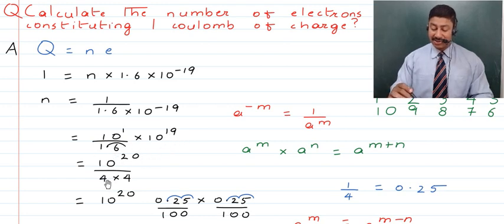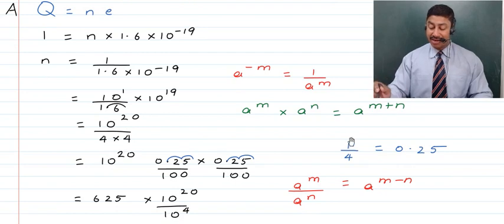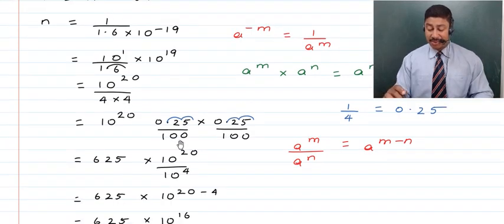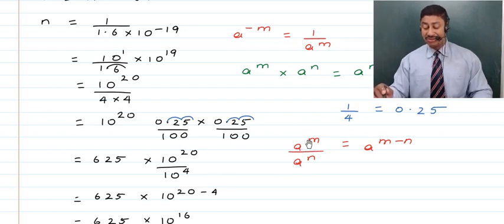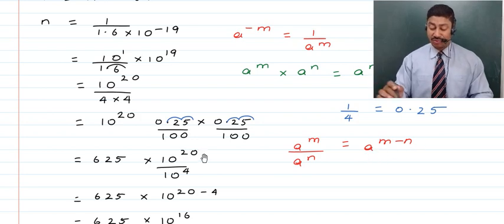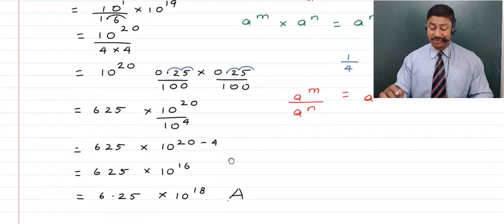Next, 16 can be written as 4 into 4, and as you know, 1 upon 4 can be written as 0.25, so this will become 0.25 into 0.25 coming to the numerator. Next, we can shift the decimals, and then we have upon 100 for both of these fractions. Thus 10 raised to the power 2 into 10 raised to the power 2 will become 10 raised to the power 4. And as we have 10 raised to the power 20 divided by 10 raised to the power 4, we have this rule: a raised to the power m divided by a raised to the power n will become equal to a raised to the power m minus n. So we have 20 minus 4, that will become equal to 16.